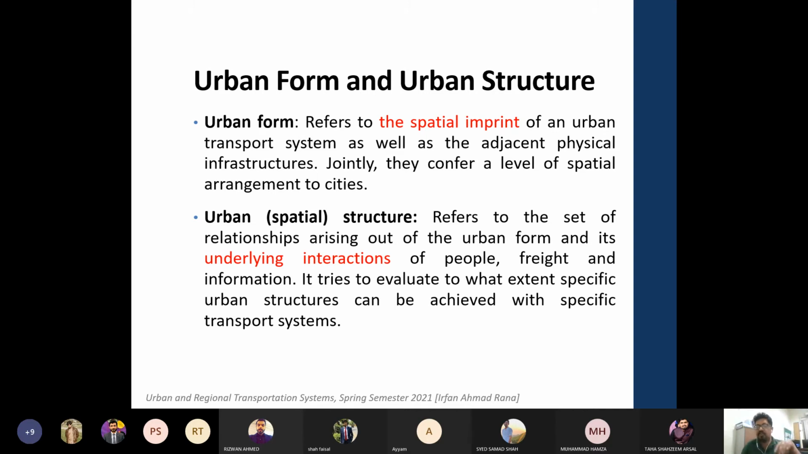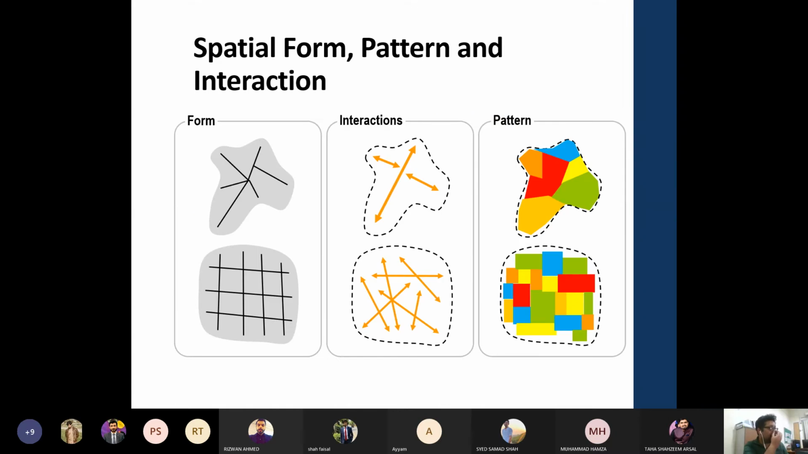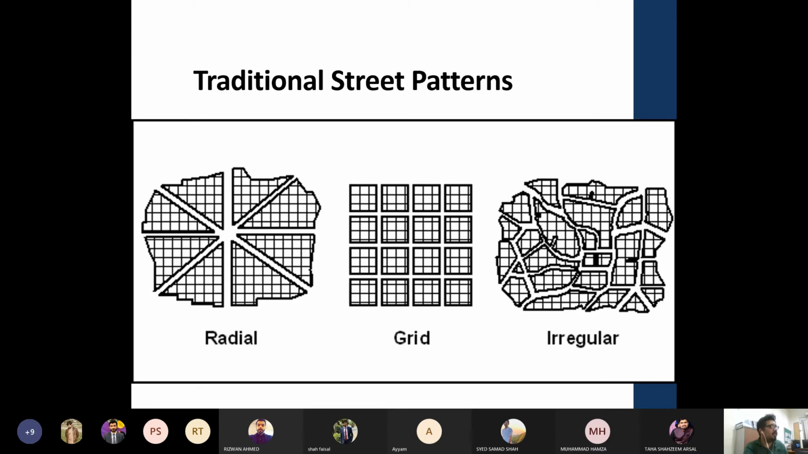First is urban form, then urban structure. We'll have a whole different lecture on urban structure. But now we'll start with urban form, and then I will go into land use as well. The first component we'll be focusing on today is the urban form, the physical imprint of the city. You might have seen there are different shapes or different patterns.